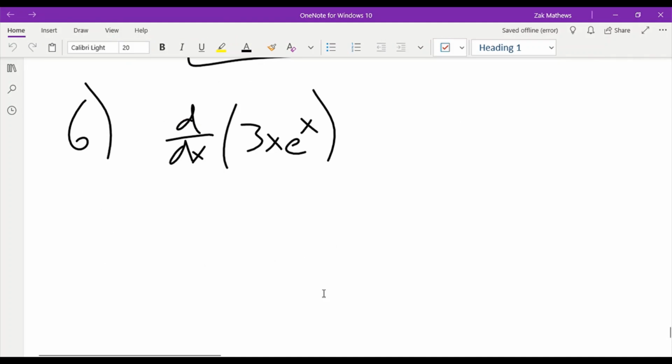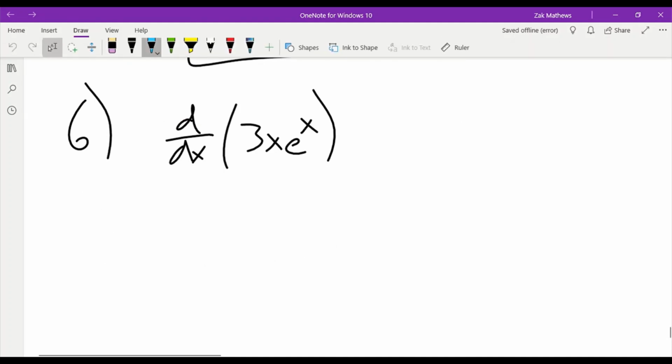So what I'm going to do is group these first two factors together, 3x. And like I said, I can pull the 3 all the way to the front if I want to. It's just not real hard to work with on the x. That means e to the x is my second grouping. So what I've done is I've created two different factors here in order to be able to apply my product rule. I'm treating it like two different functions.